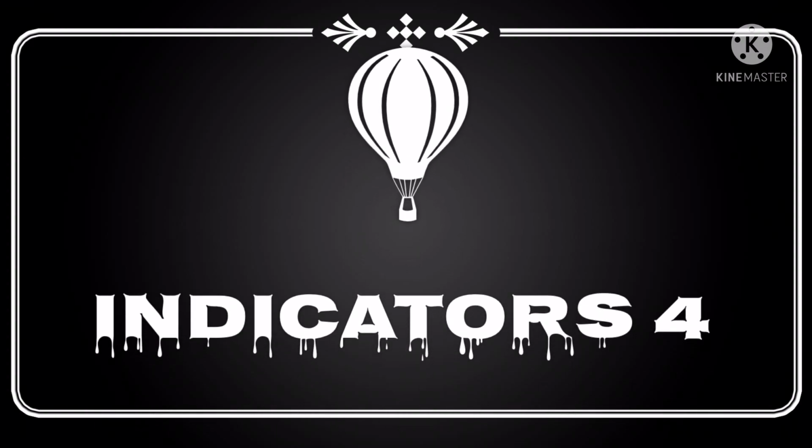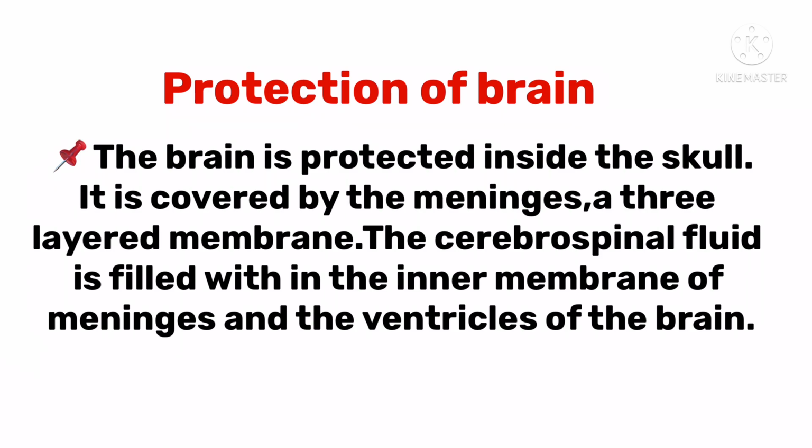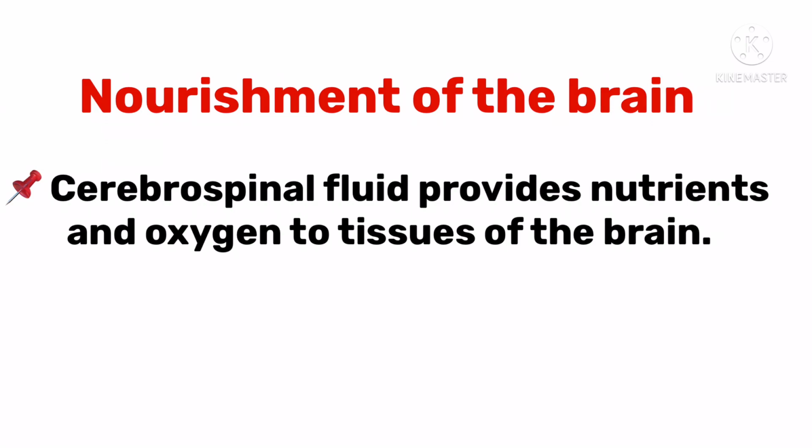Indicators 4: Protection of brain. The brain is protected inside the skull. It is covered by the meninges, a 3-layered membrane. The cerebrospinal fluid is filled within the inner membranes of the meninges and the ventricles of the brain. Nourishment of the brain. Cerebrospinal fluid provides nutrients and oxygen to the tissues of the brain.